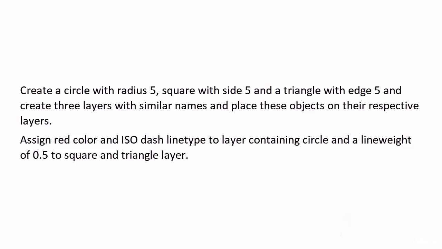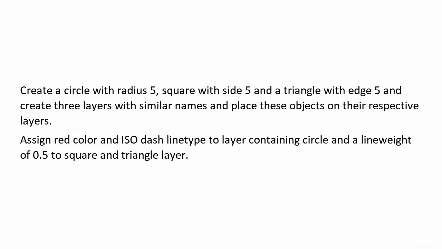Okay, so here is your question related to this module. Here you need to create a circle with radius 5 unit, a square with side 5 unit length, and a triangle with edge length of 5 unit. Now make 3 corresponding layers with the names circle, square and triangle, and place these objects on the respective layers.